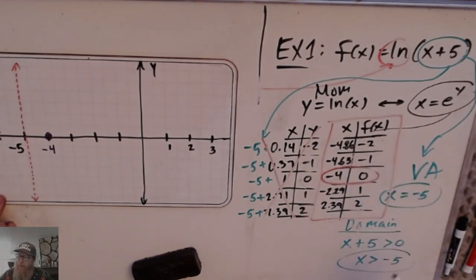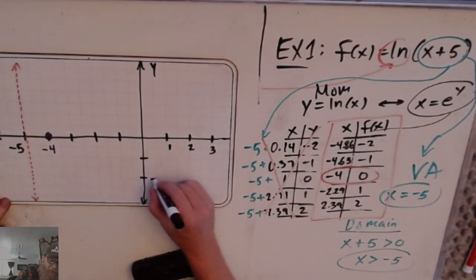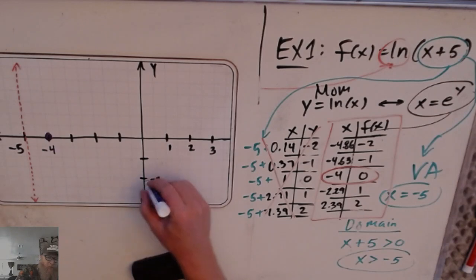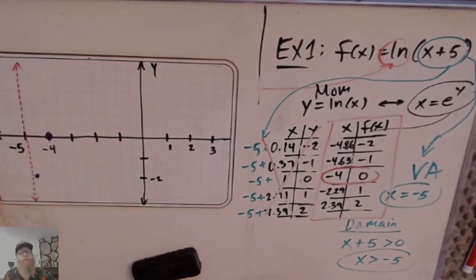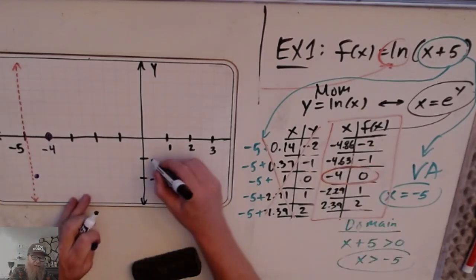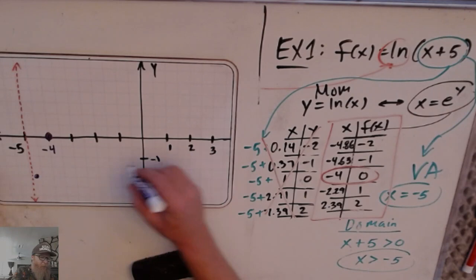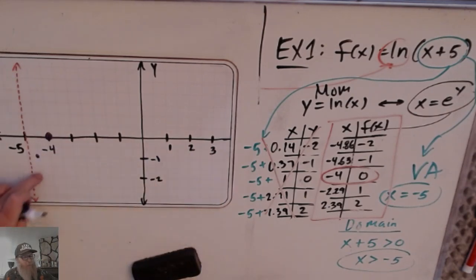I'm going to plot them all. Let's see, negative 4.86 and negative 2. So really close to the asymptote. Negative 4.63 and negative 1. Still pretty close to the asymptote. I put it closer to negative 4.5.